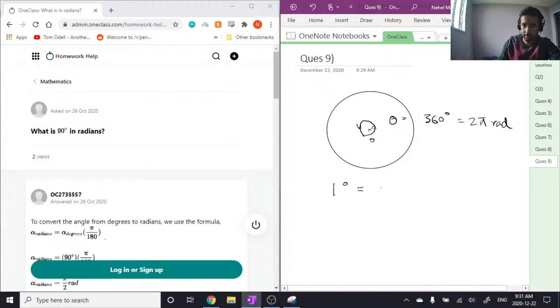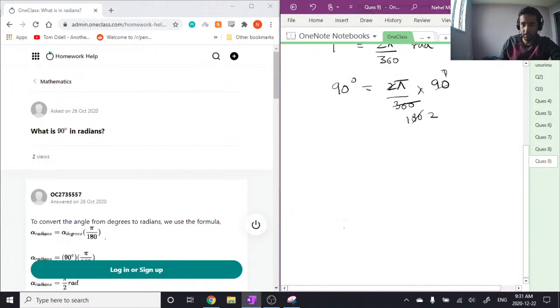Okay, so since we're given that, we can say 1 degree equals 2 pi over 360 radians, and then 90 degrees would be just the product, 90 times 2 pi over 360 times 90. This becomes 180, and this becomes 2. So therefore, 90 degrees is equal to pi over 2 radians.